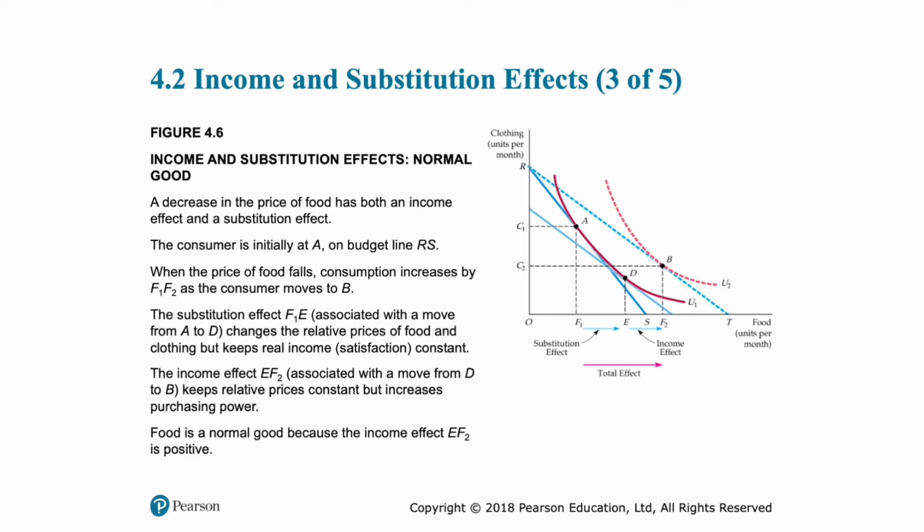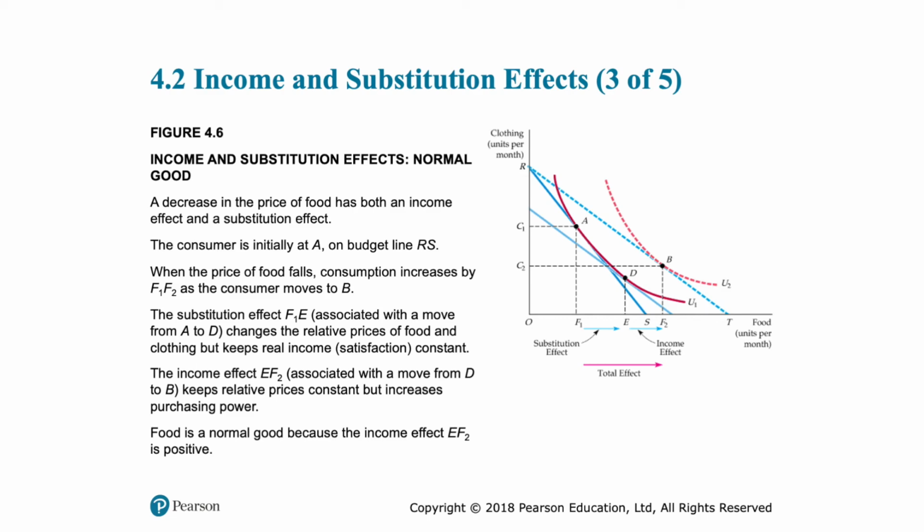And the income effect, EF2, associated with the move from D to B, keeps relative price constant. So the budget constraints are parallel with each other, right? Because of the same relative price, PF over PC. It keeps relative price constant, but increases purchasing power.